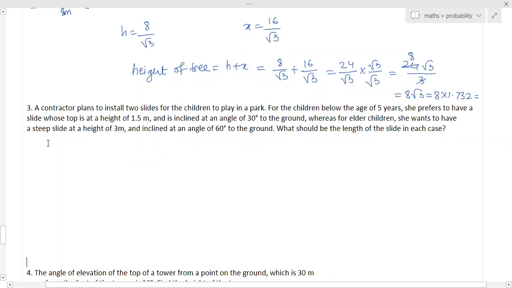Second completed. Yes, ma'am. Now what's the answer? What did you get? 8 into 1.732, that is 13.85. 13.856. Okay.